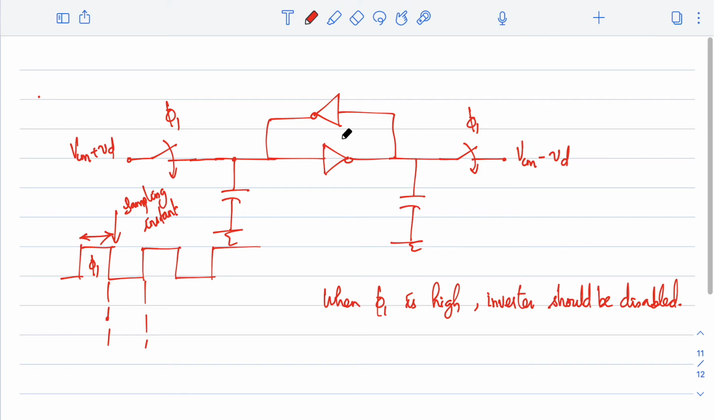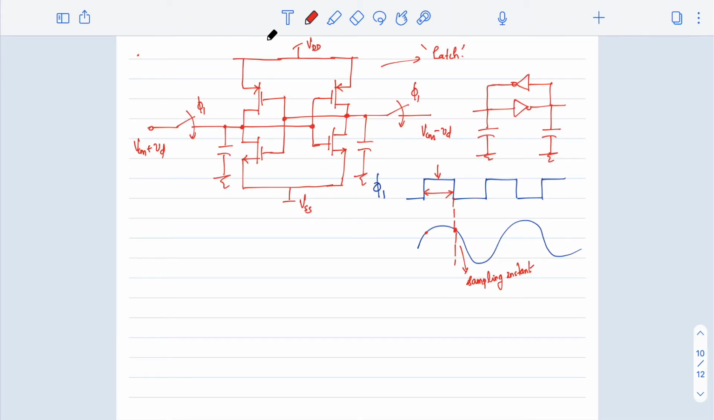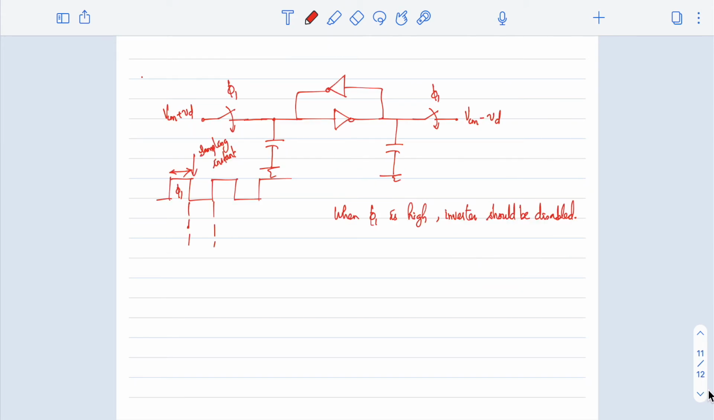Yeah, I think somebody is having a question. Yes, that is what I'm going to do. So in this mode this cannot work, I think that is clear. That is the point I want to make clear. In this mode the circuit cannot work properly. So for that reason, during the sampling time, whenever phi 1 is high, I should make the inverter disabled. How can I make the inverter disabled? By the way, there are different methods to make it disabled.